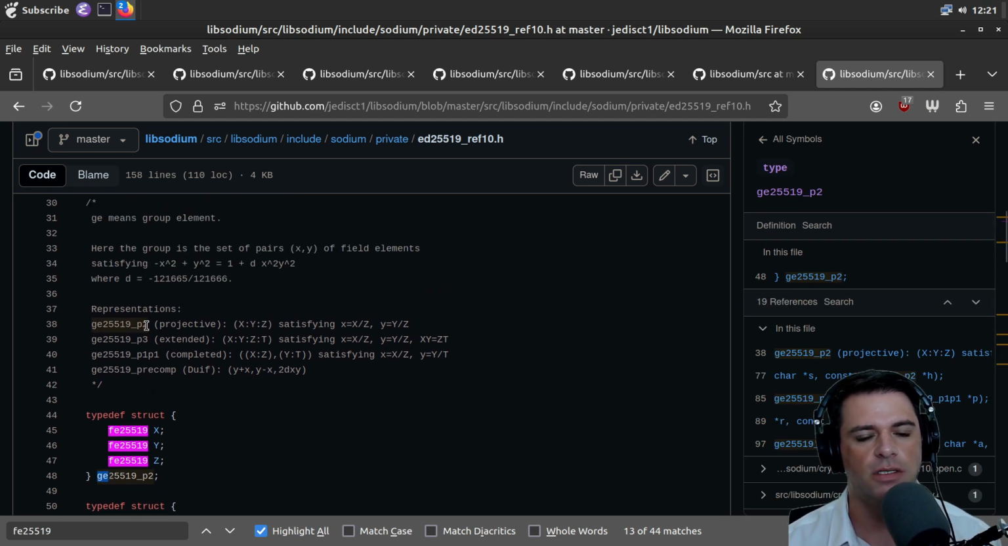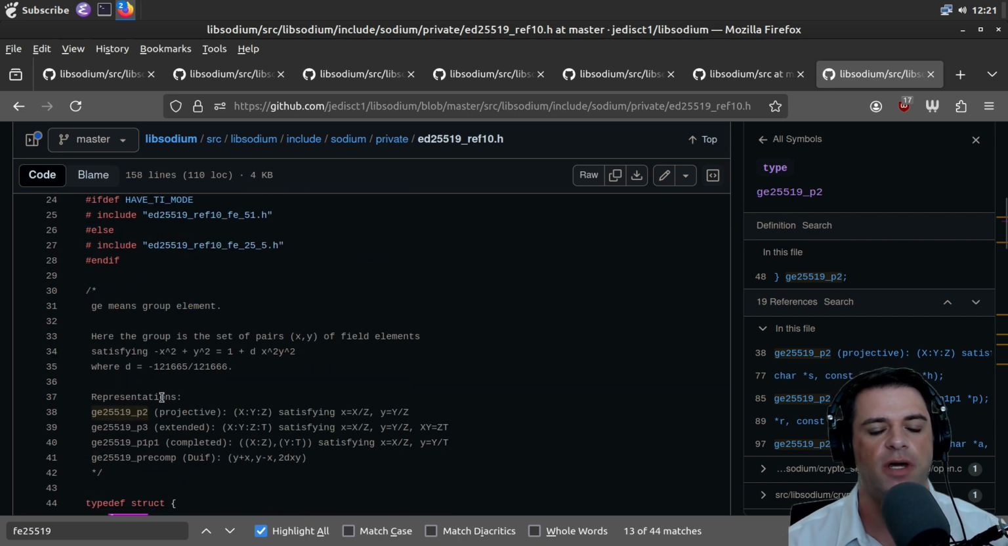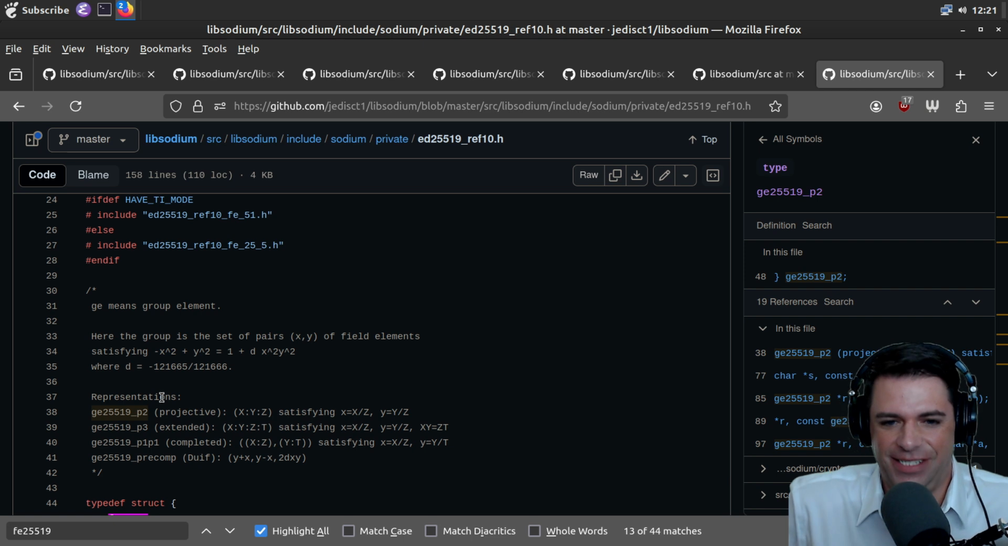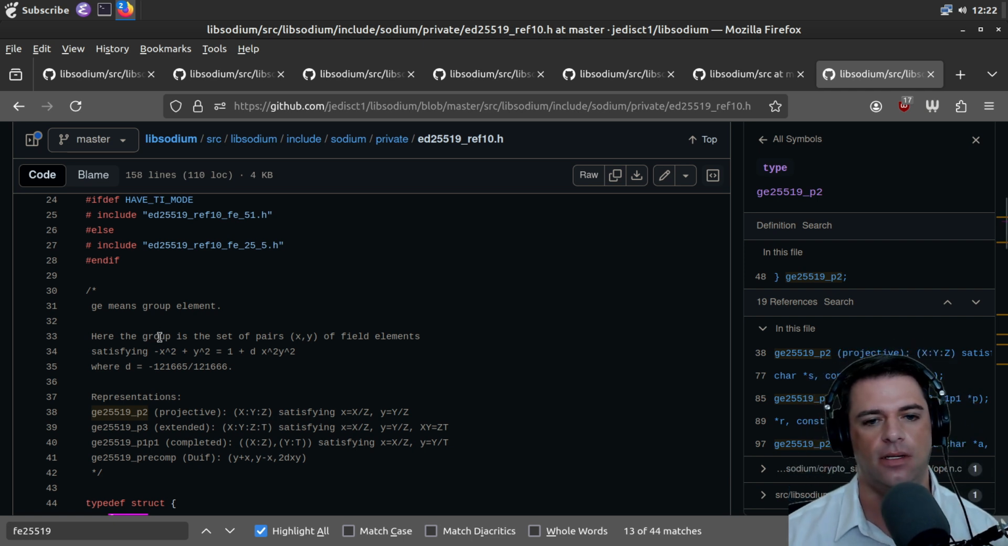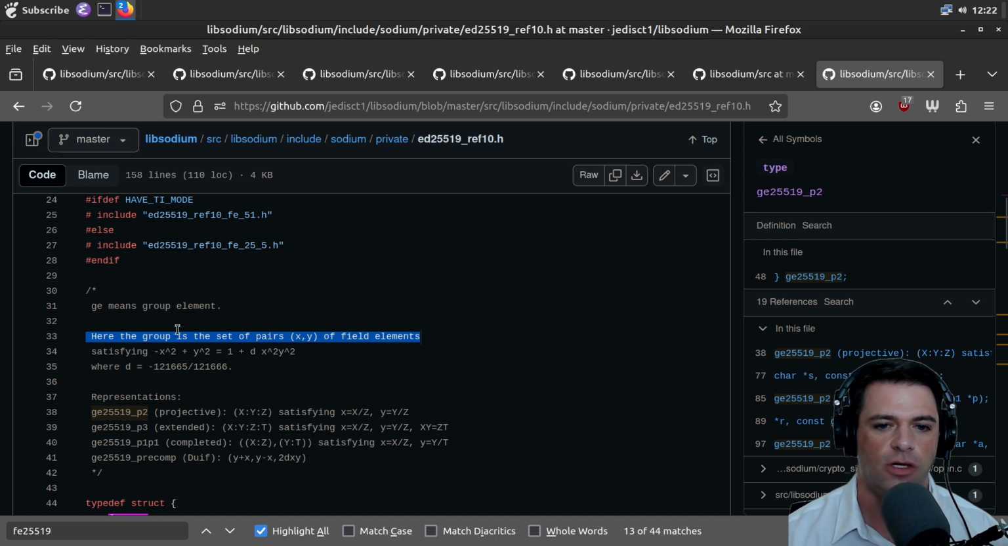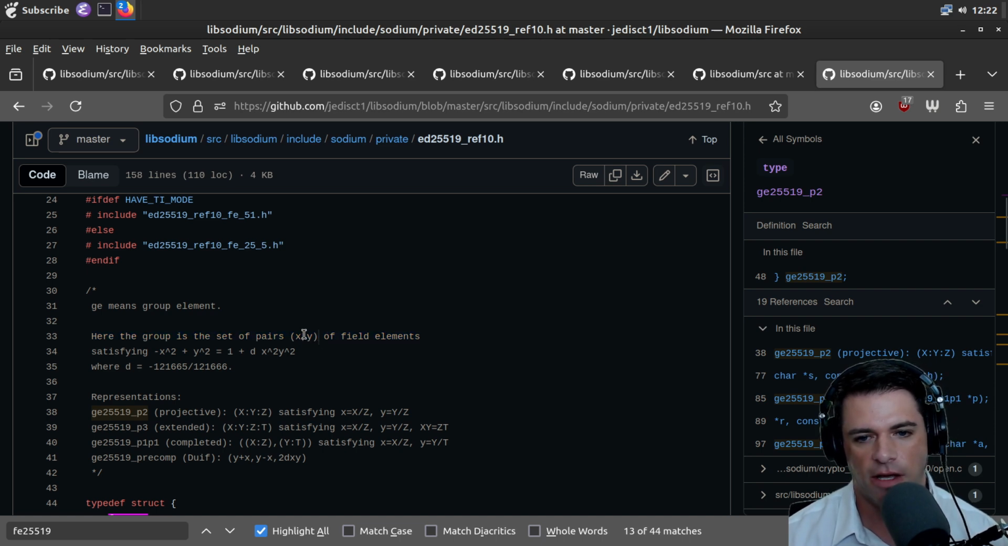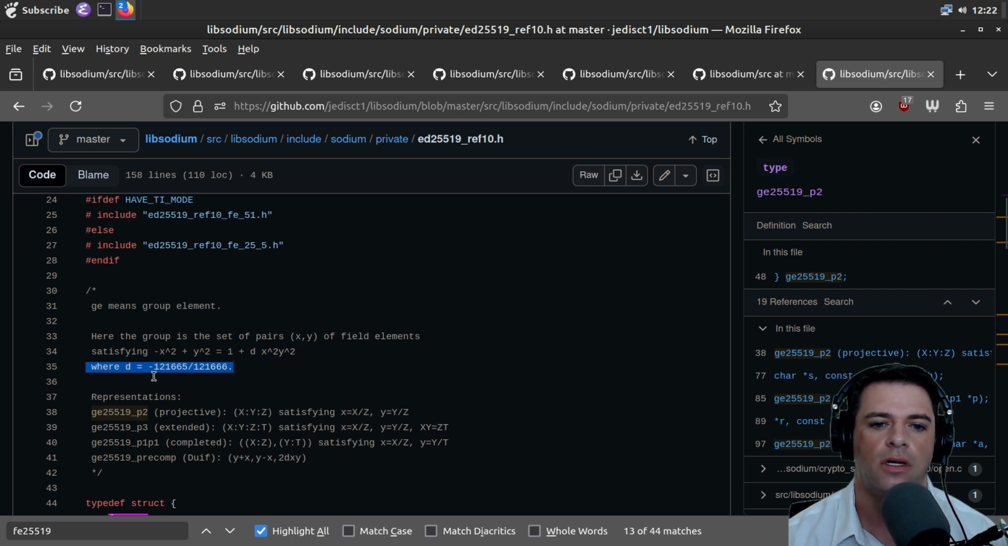Oh, here we go. Representations. This is what I want. GE means group element. Okay. That's extremely useful. I would never have guessed that, I don't think. So here the group is the set of pairs xy of field elements, satisfying negative x squared plus y squared equals 1 plus d x squared y squared, where d is equal to negative 121,665 over 121,666. And then we have a couple of different representations.